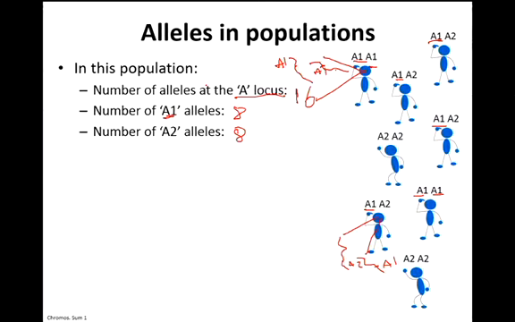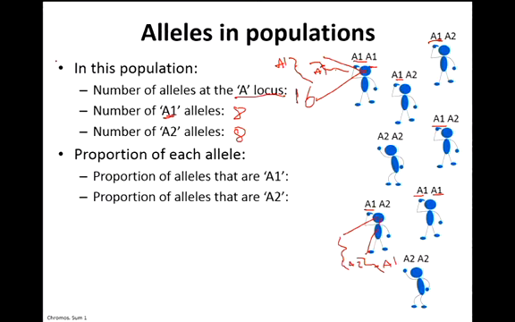Then we think, okay, well, proportionally, how many are there? If there's 8 of the A1s, it means that there are 8 A1 alleles in 16 total alleles. Because if we literally just do the count, we have 16 alleles in total, we have 8 of these A1 alleles, and so the proportion of these A1 alleles is 8 on 16. We do the same with the A2 calculation too, so we can say the proportion is also 8 on 16. So half of all the alleles in this population are A1s, and half of all the alleles in this population are A2.